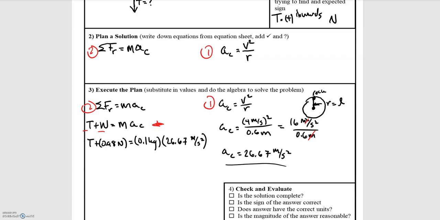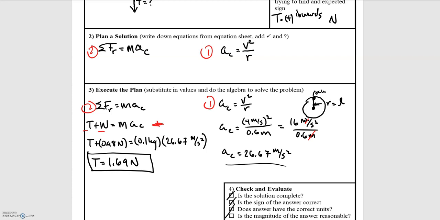Substituting everything we know in, we know the weight force is just 0.98 newtons. We know the mass, 0.1 kilograms. Multiplying the right side together and subtracting the weight force, we find that tension is equal to 1.69 newtons. So the solution's complete. We found the tension. The sign is positive, and we have units of newtons.